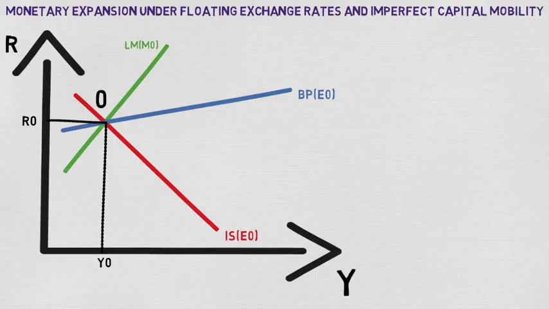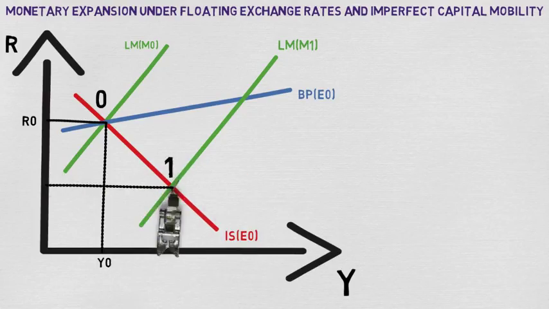A monetary expansion means that there is an increase in money supply from M0 to M1, which leads to a shift right in LM from LMM0 to LMM1. So we have moved to point 1, where there has been a fall in interest rate from R0 to R1, and income has increased from Y0 to Y1. The fall in interest rate means that there is a deterioration in the capital account, and the increase in income means that there is also a deterioration in the current account. Thus, the balance of payments is now less than 0, and so we have moved off the BP line.